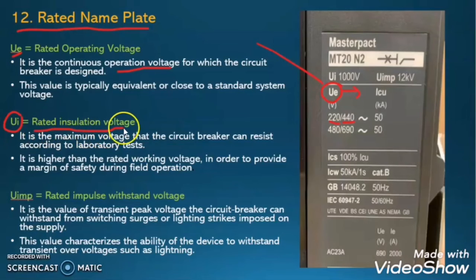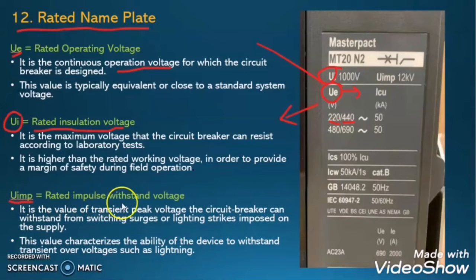Okay, now let us understand what Ui is. Ui is the rated insulation voltage. It is the maximum voltage that the circuit breaker can resist according to laboratory test. Ue is the normal operating voltage of the circuit breaker, and Ui is the voltage at which the circuit breaker is tested in the laboratory. So Ui is always greater than Ue, because Ue is the normal operating voltage and Ui is the testing voltage at the laboratory.